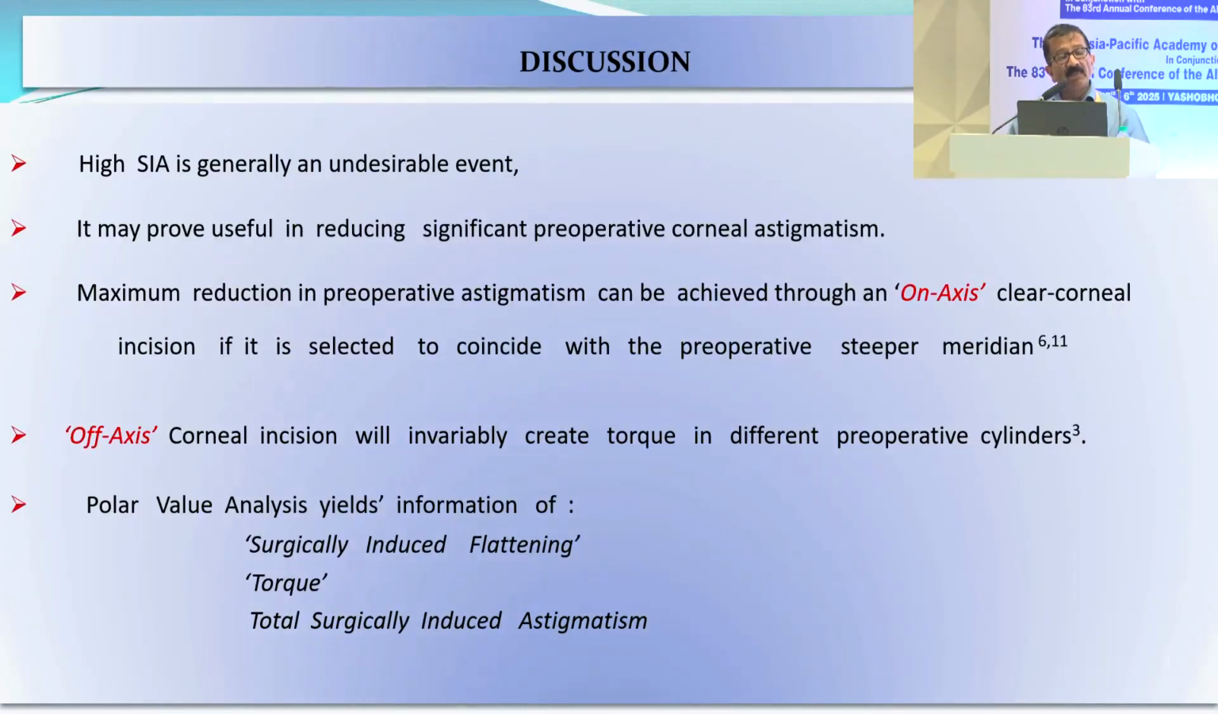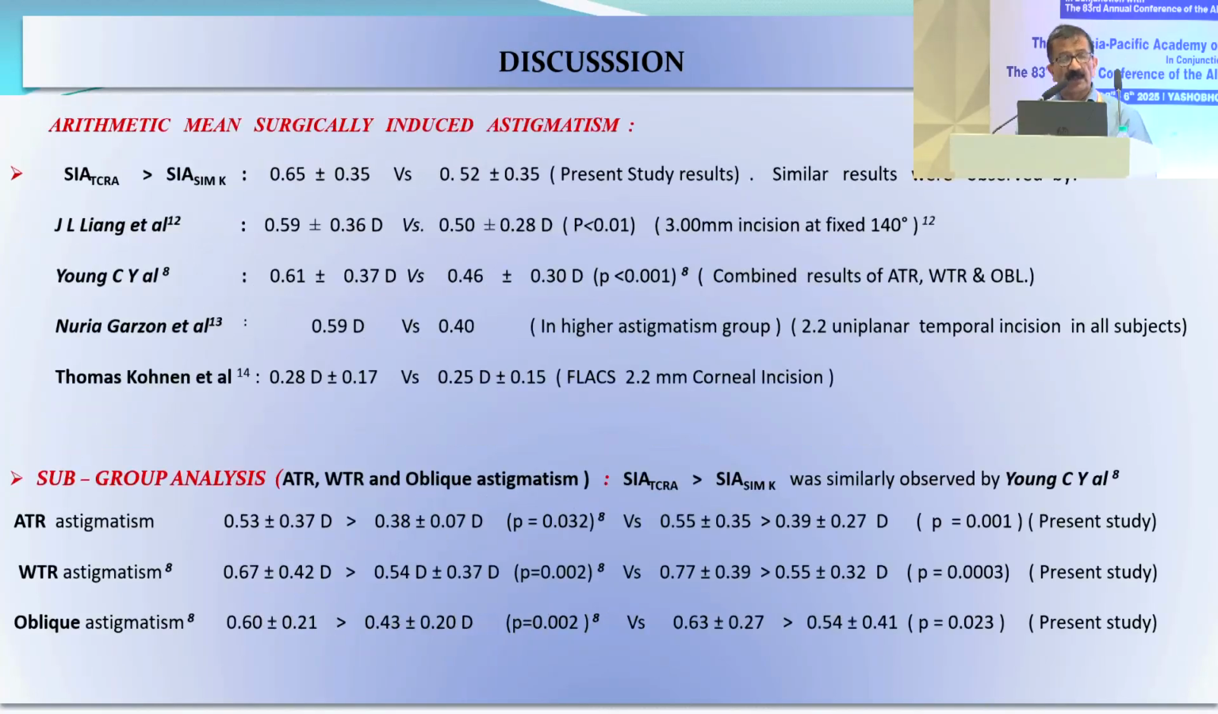Now, discussion. A high SIA is generally an undesirable event. It may prove useful in reducing significant preoperative corneal astigmatism. The maximum reduction in preoperative astigmatism can be achieved through an on-axis incision or the preoperative steep meridian incision. The off-axis corneal incision will invariably create torque in different preoperative centers.